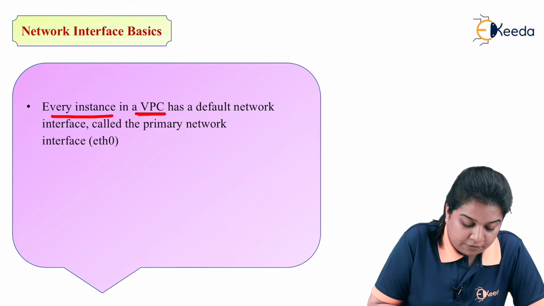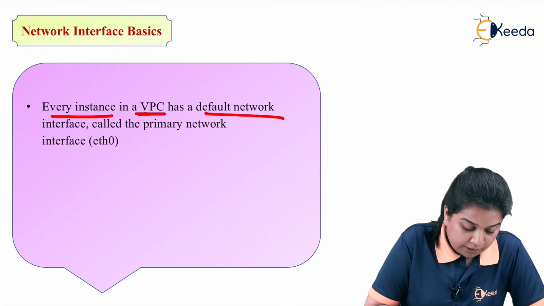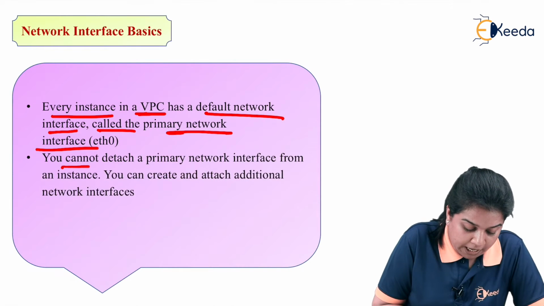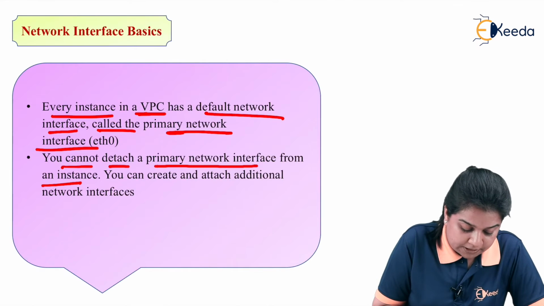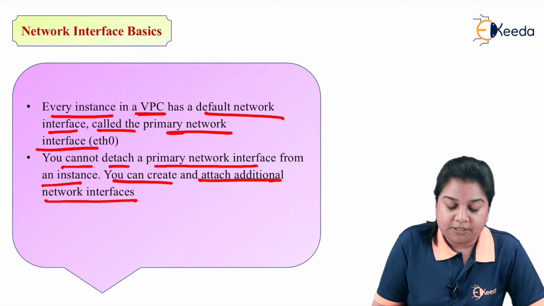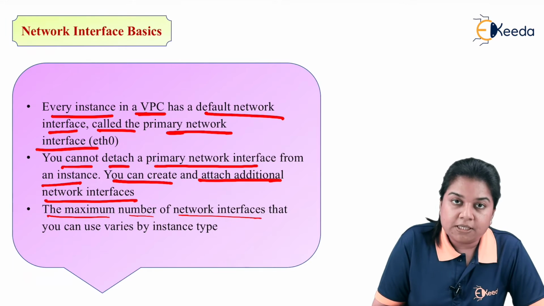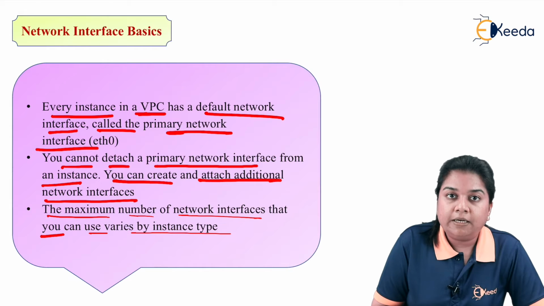Every instance in a VPC, that is virtual private cloud, has a default network interface called the primary network interface. Here, you cannot detach a primary network interface from an instance. You can create and attach additional network interfaces. The maximum number of network interfaces that you can use varies by instance type.